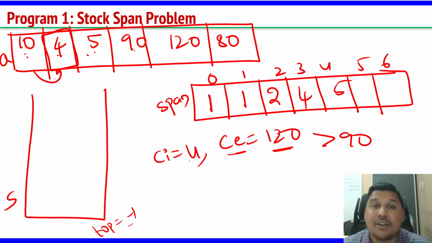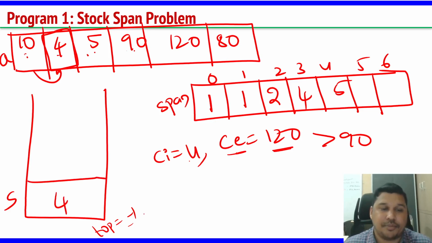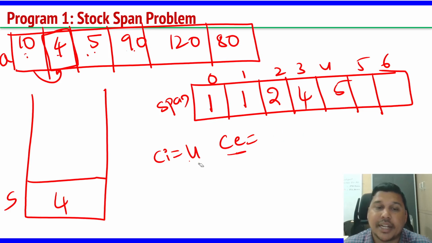Again, what do I have to push? I have to push this 4 onto the stack. After every step, you are pushing that index onto the stack. Next, my current index value is 5 now and the current element is 80.